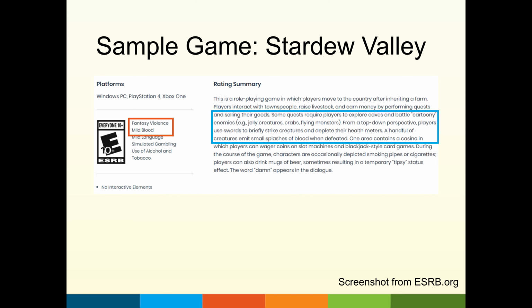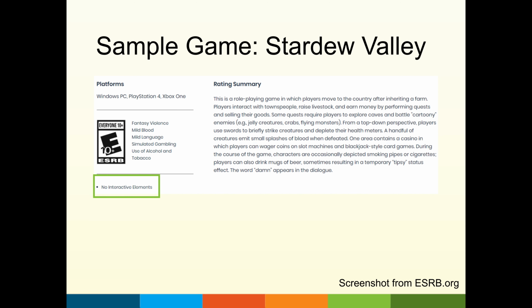In the orange box, we've highlighted two of the descriptors, fantasy violence and mild blood, and in the blue box in the rating summary, those content descriptors were included because some quests require players to explore caves and battle cartoony enemies. These are jelly creatures, crabs, and flying dragon monsters. From a top-down perspective, players use swords to briefly strike creatures and deplete their health meters. Beneath the rating and content descriptors is where you can find interactive elements. In this game, there are no interactive elements.